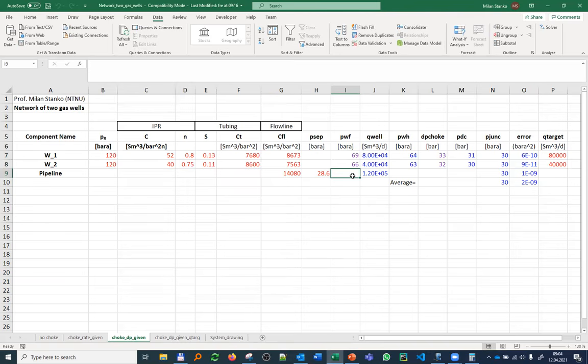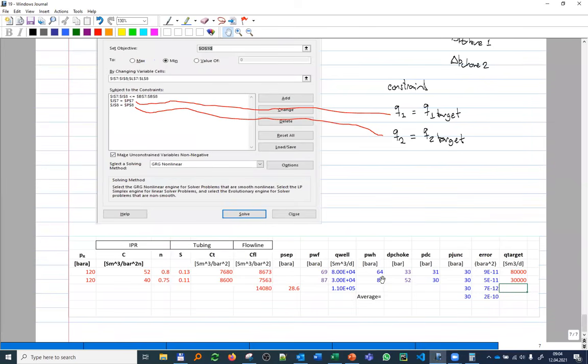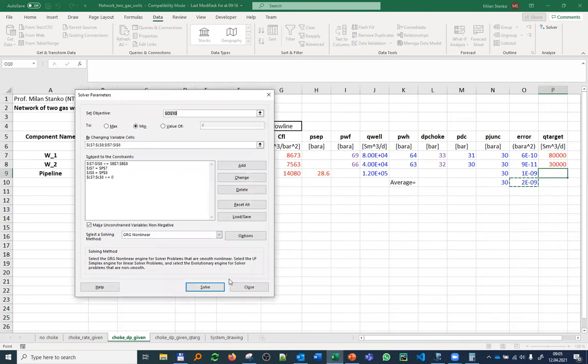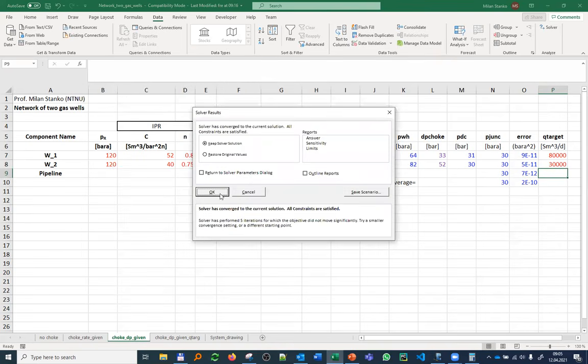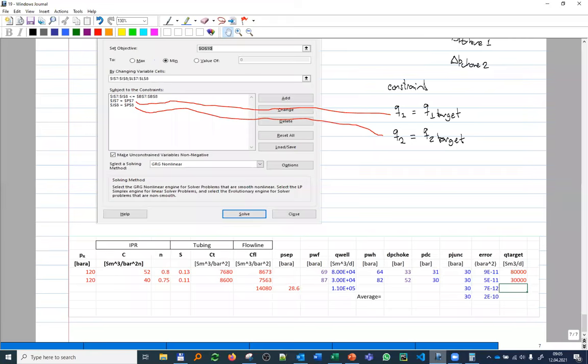Okay, now it converged, and it told me that to get those rates of 80,000 and 40,000, I have to choke with 33 and 32. Which I think is what I have. Here these are the Q targets, and this is 33. Oh, because here it is 30,000, so it says with 52. Let's try that case. Okay, 33 and 52.